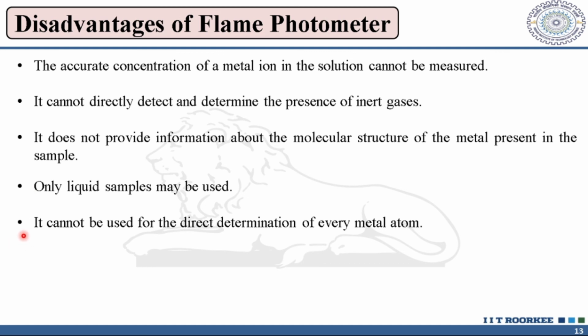Also, sample preparation becomes lengthy in some cases. Flame photometer cannot be used for the direct determination of each and every metal atom. There are a number of metal atoms which cannot be analyzed by this method. The elements such as carbon, hydrogen and halides cannot be detected due to their non-radiating nature.